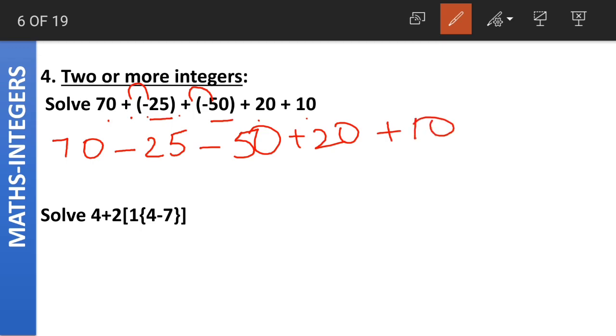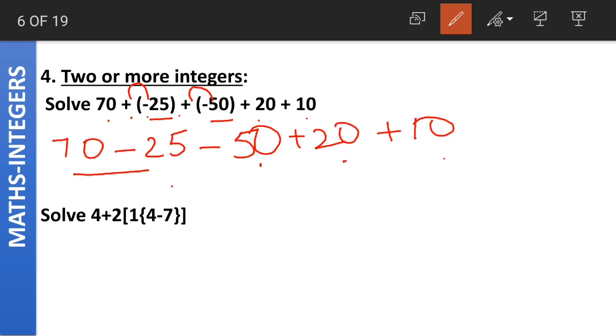Now there are two ways to solve this. What you can do is you can solve 70 minus 25. What is 70 minus 25? 70 minus 25 is equal to 45. Then again you can do 45 minus 50. Then you can add 20 to the result and 10 to the result. But it will be quite a difficult process.